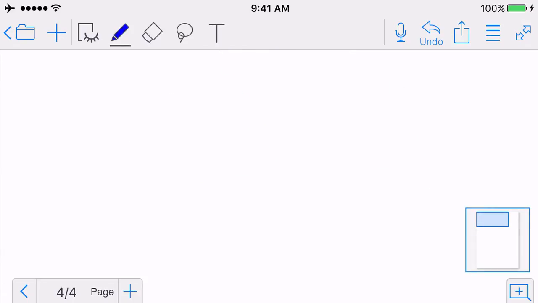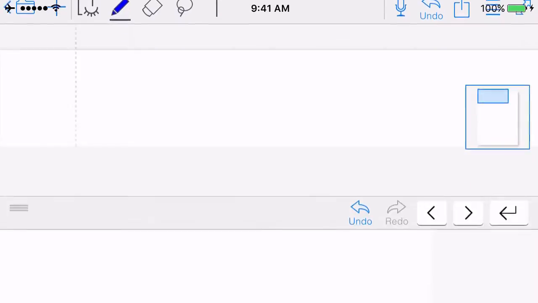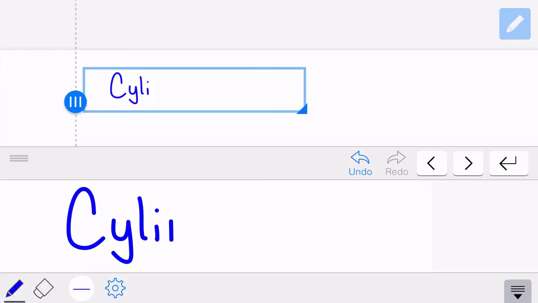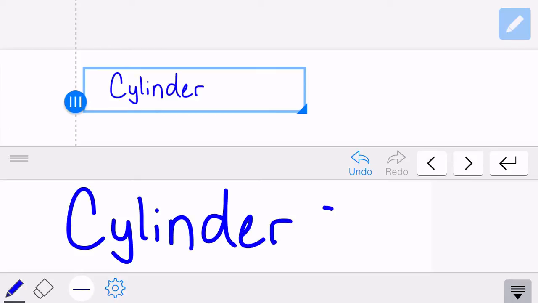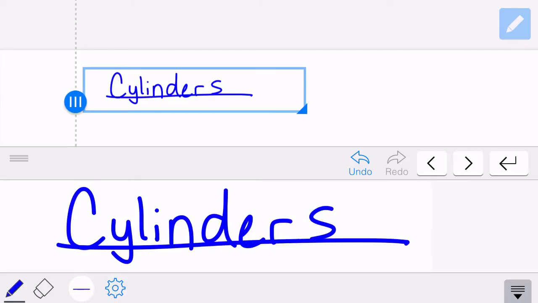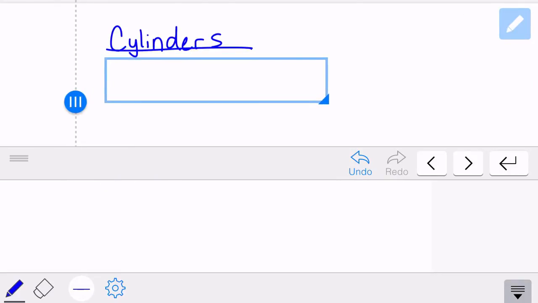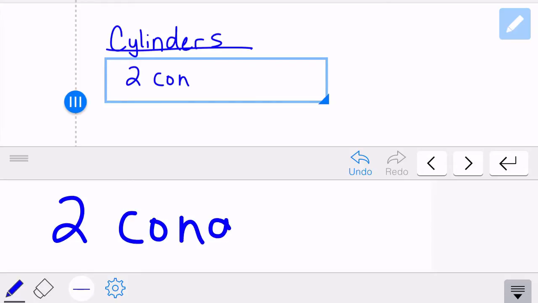Anyhow, on to cylinders. All right, so here we go. Cylinders. Cylinders are very similar to prisms. Okay? All that's really different is that the two congruent bases are circles.